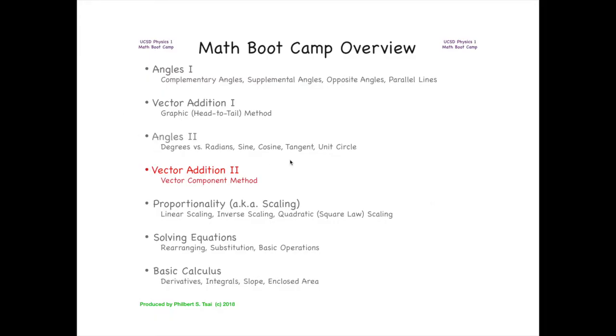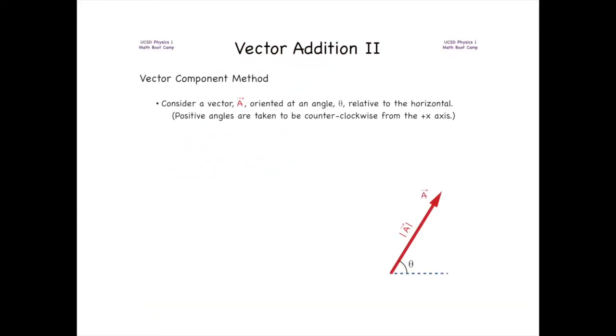Now that we've reviewed the trigonometric functions, let's go back and look at vector addition again. This time we will tackle vector addition using an algebraic method called the vector component method. To utilize the vector component method of vector addition, we first need to break down the individual vectors into their components. So consider a vector A oriented at some angle theta relative to the horizontal. Remember, positive angles are taken to be counterclockwise from the positive x-axis.